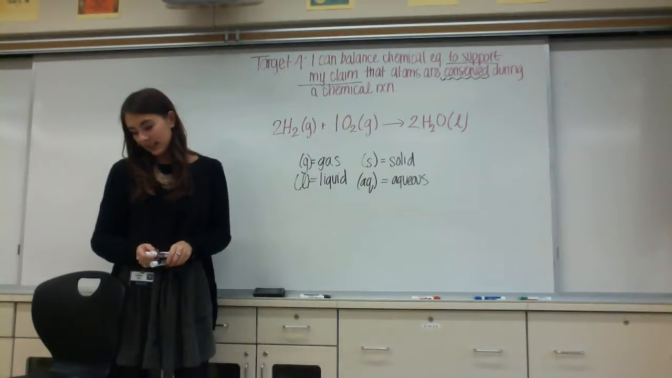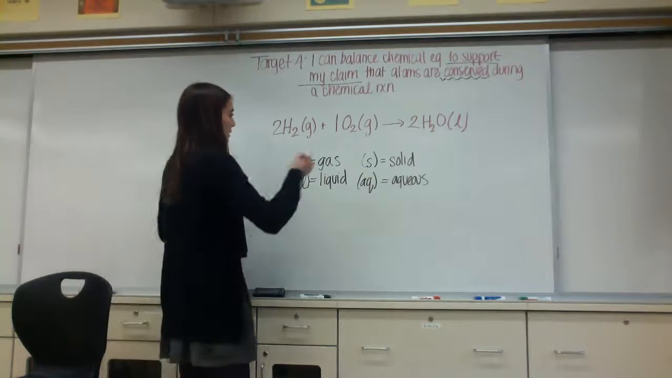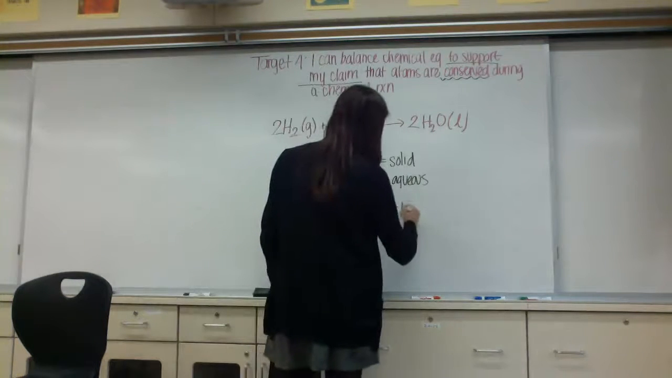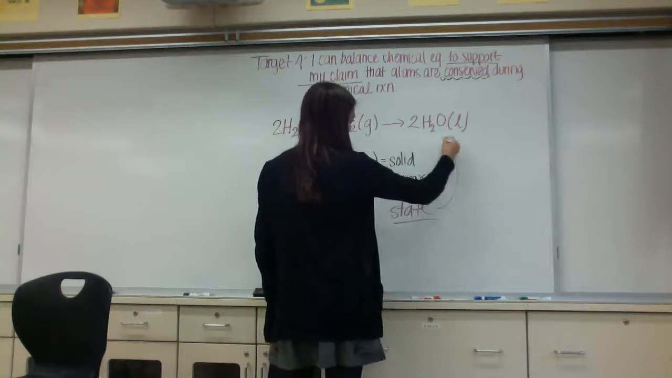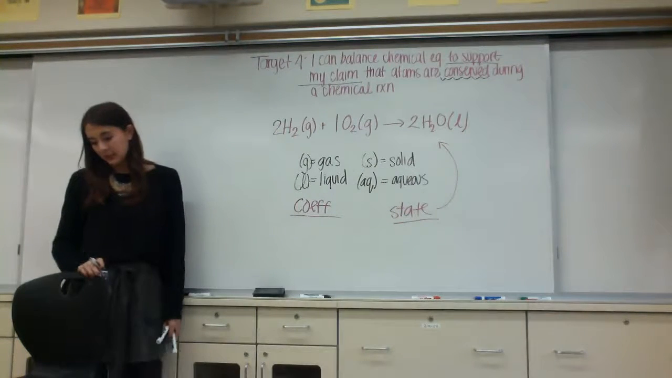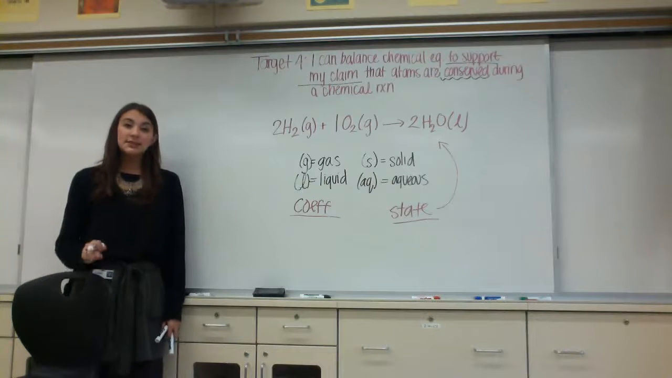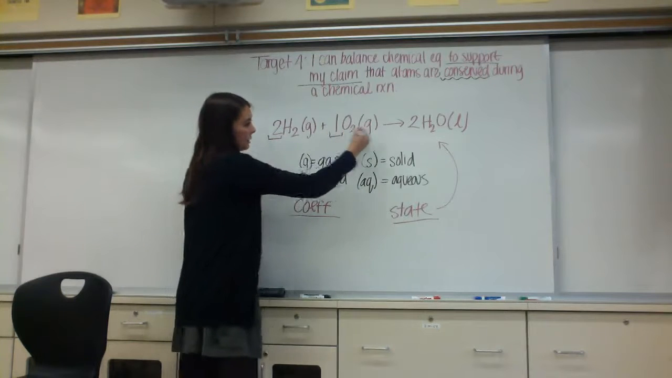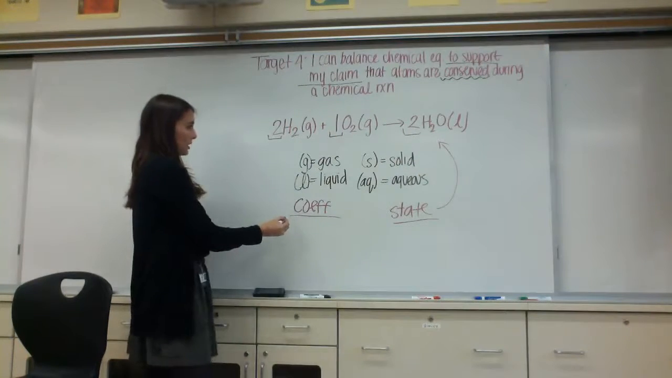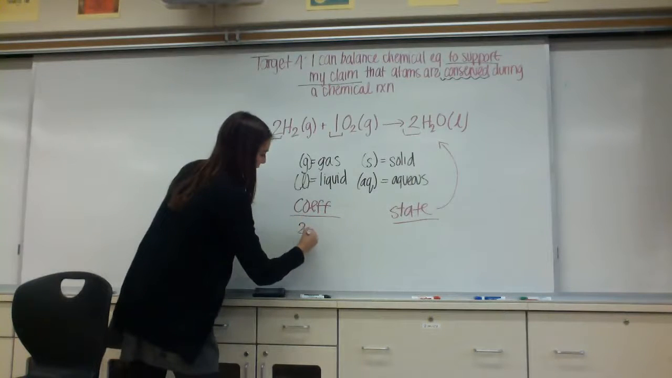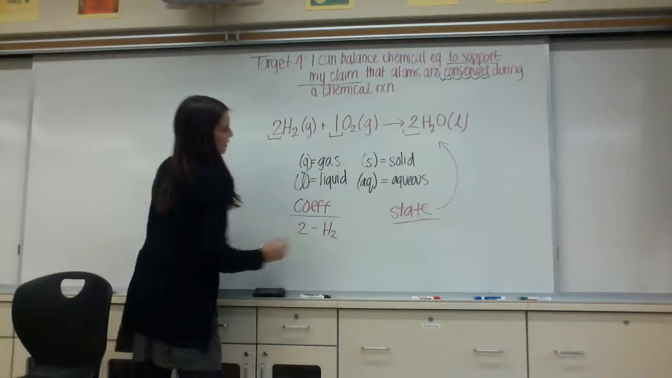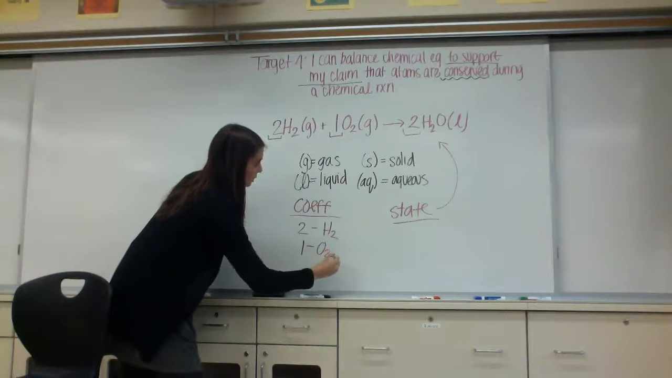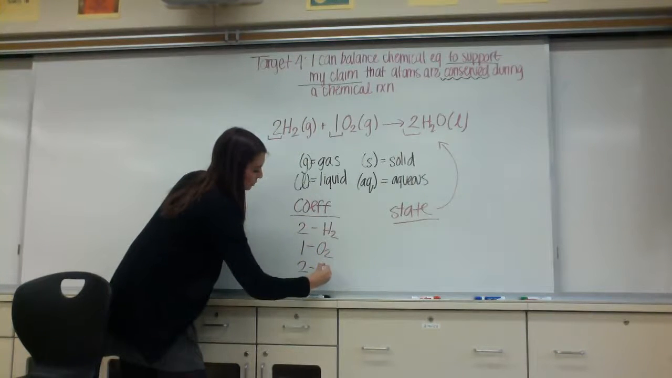So let's continue right on in our packet. It asks for the coefficients, and it asks for the state for the reaction that I have written down right here, okay? So, coefficient, what does that mean? The coefficient means the number in front. I've got a number here, a number here, and a number here. So, the coefficient for H2 is 2. The coefficient for O2, 1. The coefficient for H2O, 2.